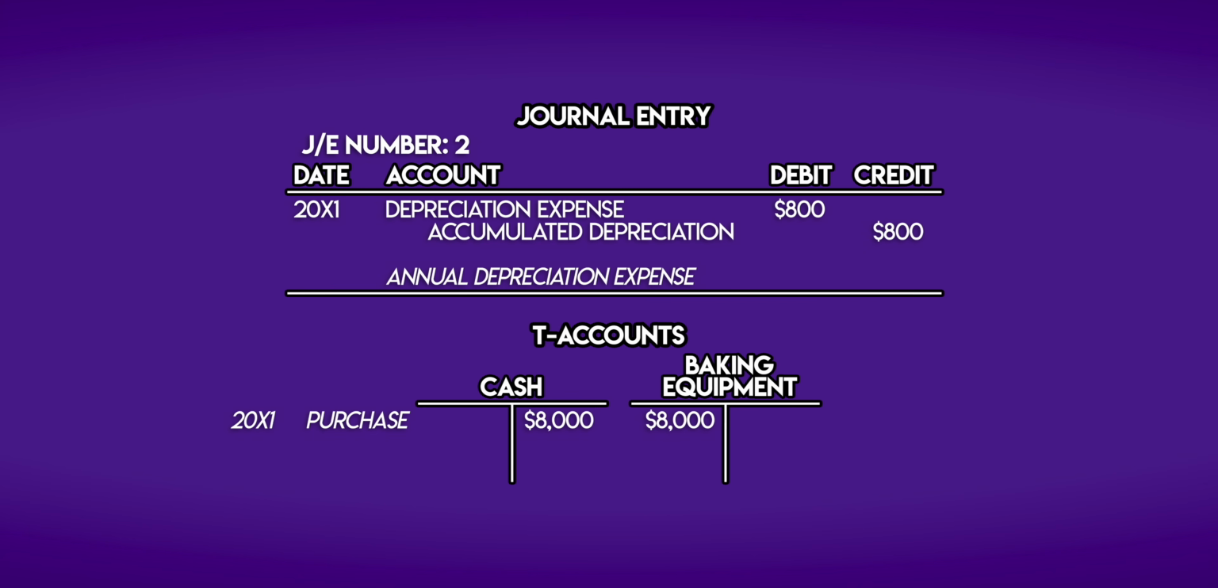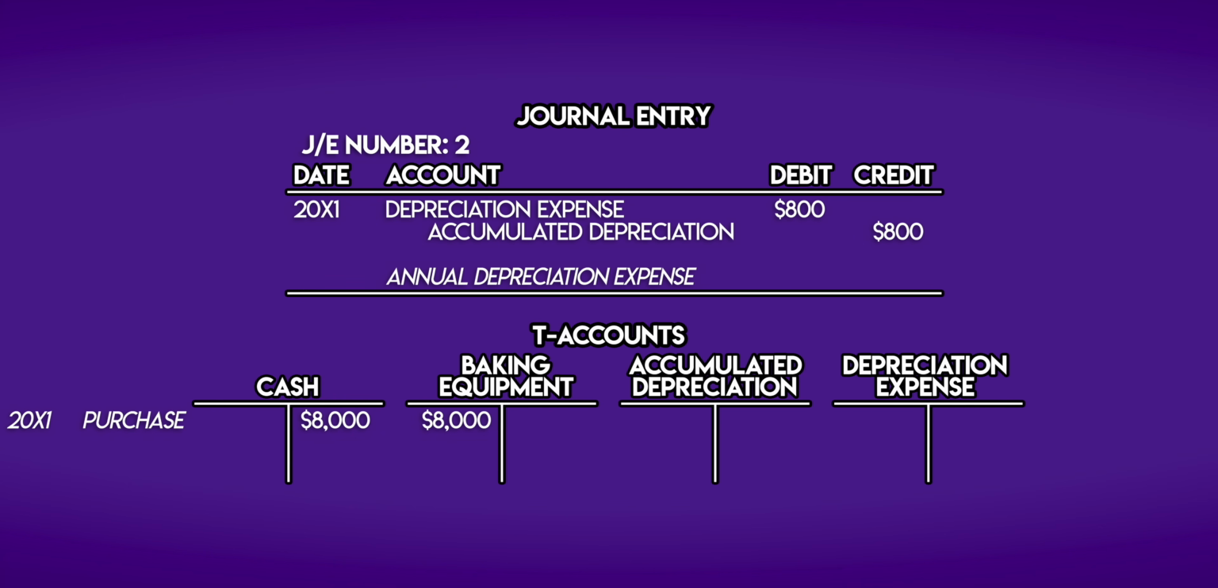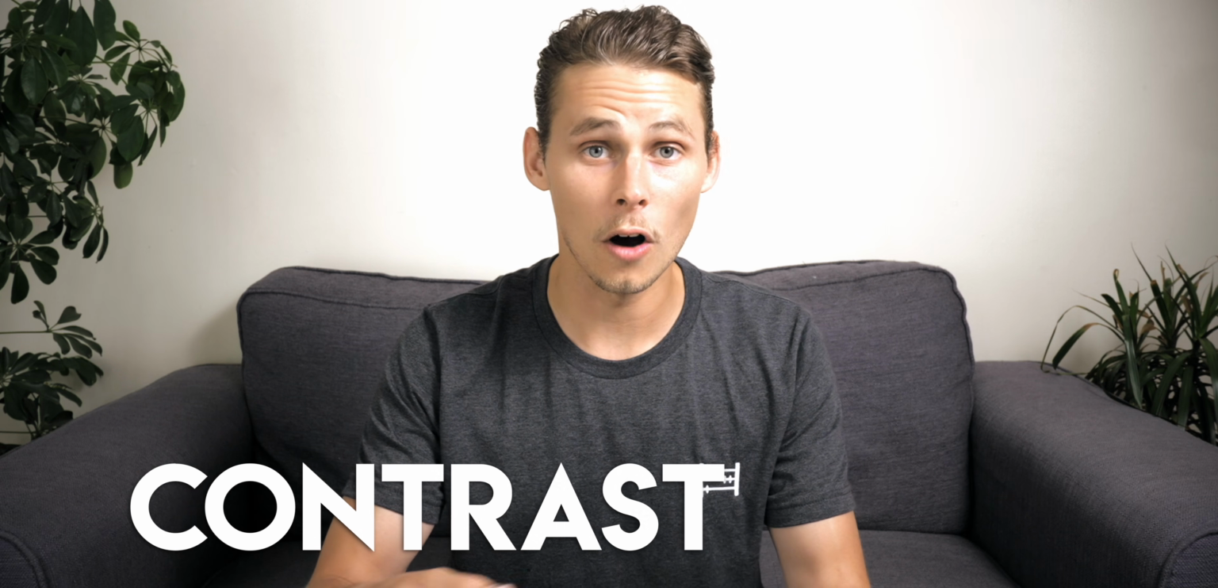You'll need 2 new ones, accumulated depreciation and depreciation expense. In your second journal, you debit depreciation expenses by $800 to increase them in your income statement, and you credit accumulated depreciation by $800 to reduce the value of your oven in the balance sheet. Your baking equipment and accumulated depreciation accounts both sit in the asset section of your balance sheet. Baking equipment is a normal asset account, whereas accumulated depreciation is what we call a contra asset account. What's a contra asset? It's a normal credit account which contrasts or runs against the flow of normal assets.